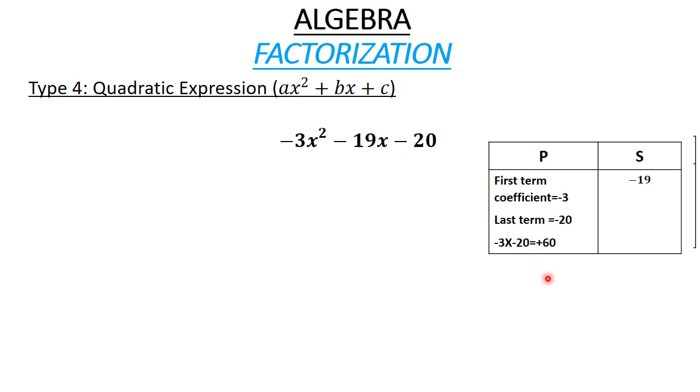What if we add them? Negative 15 plus negative 4 is negative 19. That's the magic right there. So these are the two numbers. So we replace here: the negative 19x will go and be replaced by negative 15x and negative 4x, like so. So negative 3x squared minus 15x minus 4x minus 20.